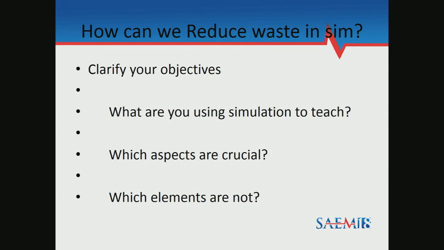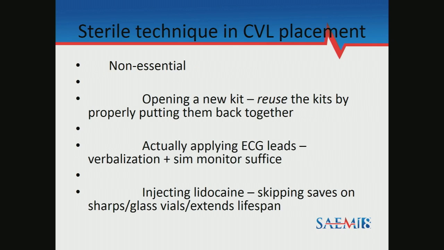So overall, if you want to reduce waste in simulation, I think one of the first things to do is to clarify your objectives. You can use simulation to teach a lot of different things, but answer for yourself, what are you using simulation to teach in this particular instance? And then which aspects of this procedure for purposes of simulation training are crucial versus which elements are not. A lot of the stuff that generates trash might be due to inessential elements, things that you can get rid of.